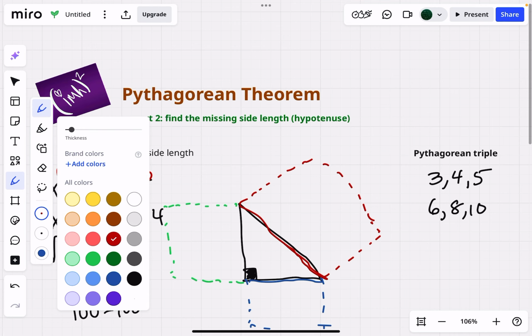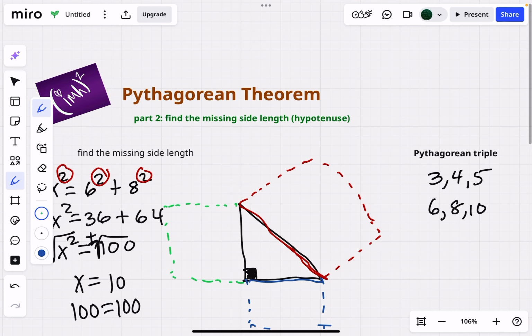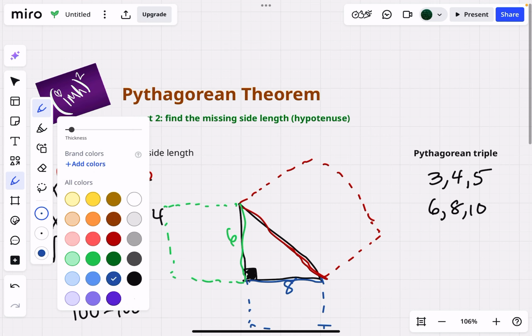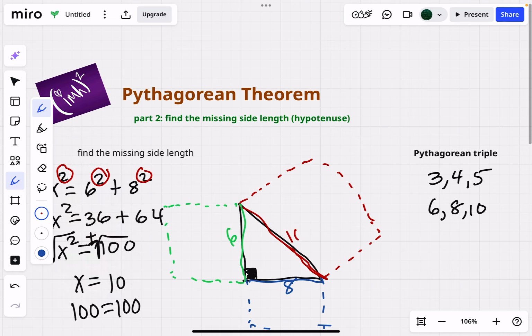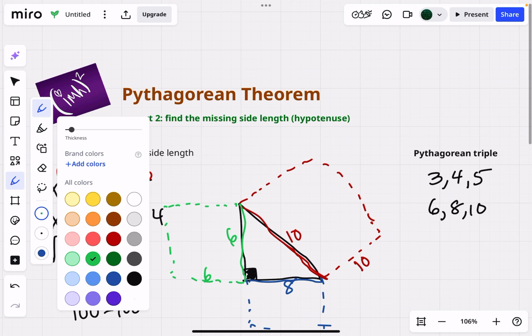And we already solved this one, right? We know that this length was 6. We know that this length was 8, and that this one was 10. That means that each of these squares has side lengths of 10, because they're squares and all their side lengths are the same.